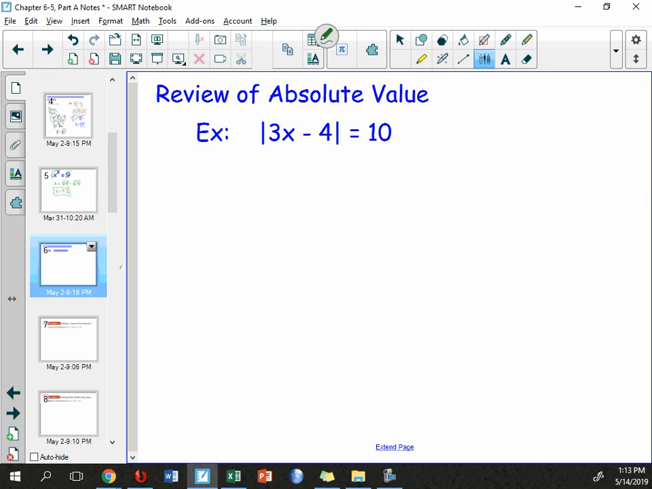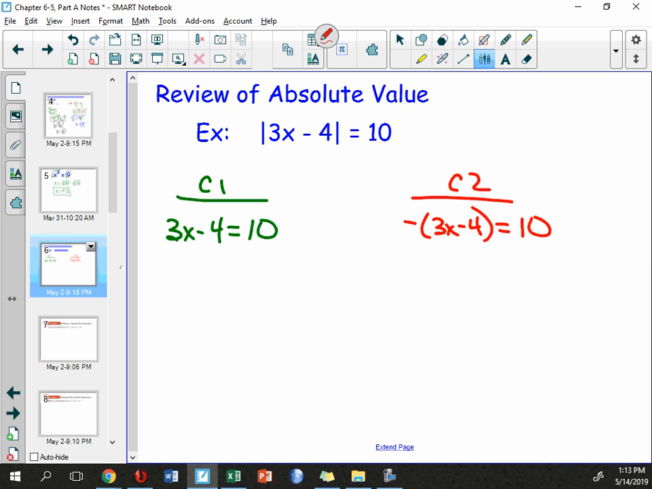For example, do you remember how to solve this? How did we solve this? Case 1 and case 2, do you remember that? He's correct. So case 1 is eliminate the bars and just write the equation. Case 2 is put a negative in front of the left side and make it equal to the right-hand side. Do you remember us doing case 1 and case 2? And why did we do case 1 and case 2?